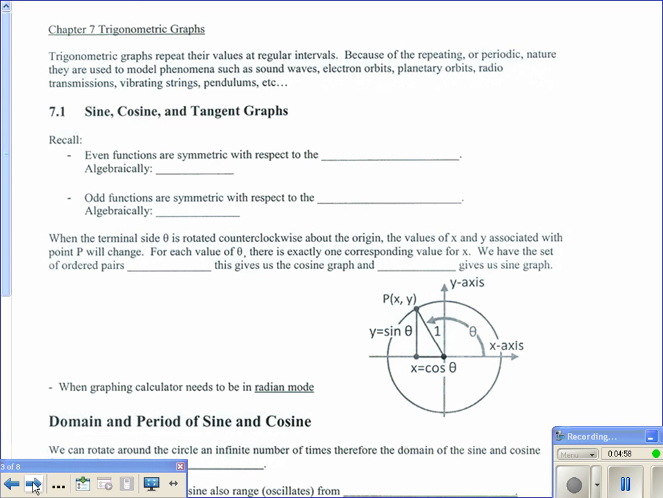So recall before we do this that even functions have symmetry with respect to the y-axis. And algebraically, remember that we did f of negative x equals... or sorry, we were doing even. So for this, just f of negative x equals f of x because we have y-axis symmetry.